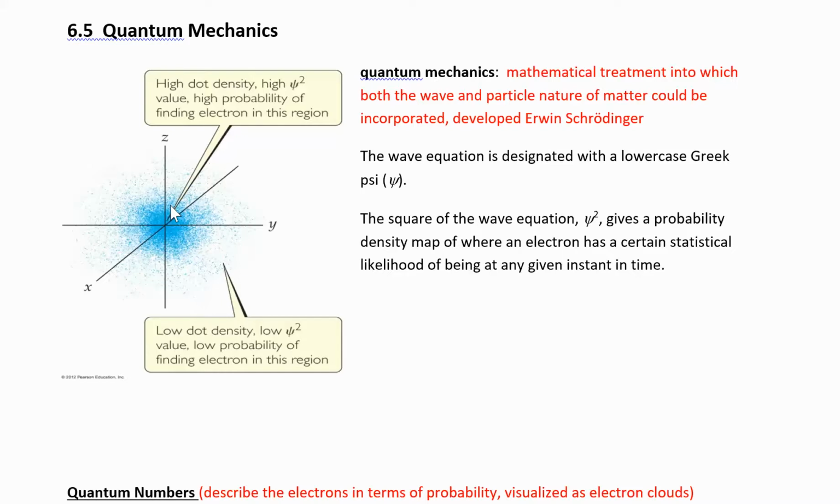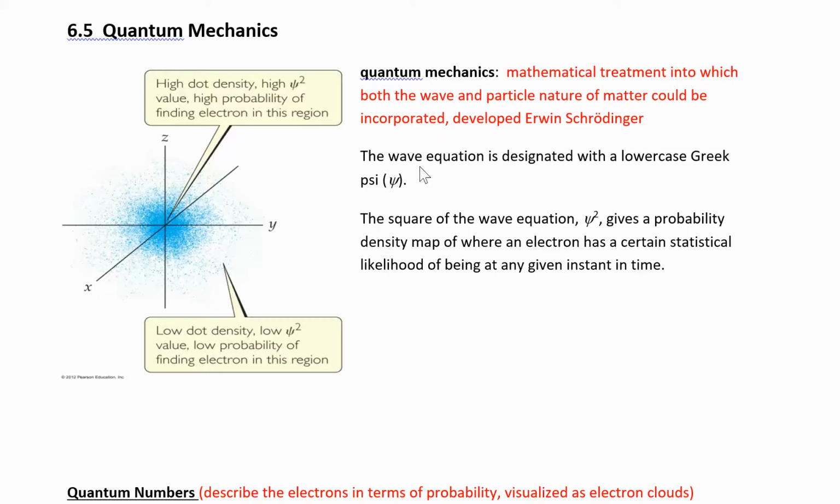Is it a sphere? Is it a dumbbell? What's the shape of the orbital? And then what's its orientation in space? Is it along the x-axis? Is it along the y-axis? An orbital like this is an s orbital. It's just centered right in the middle. There's no other orientation. It's just right there on the origin.